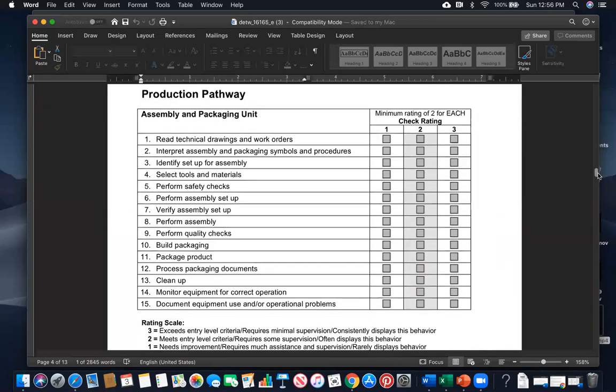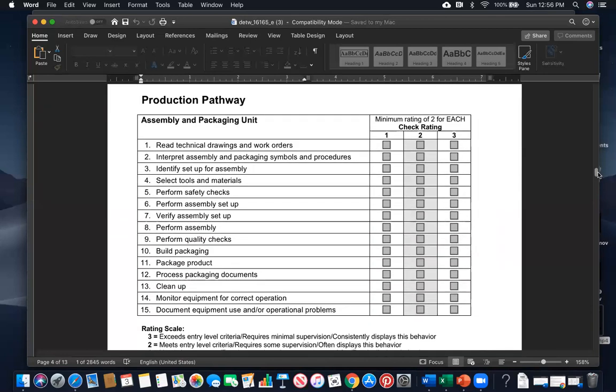And then every different pathway unit has its own checklist of skills that a student has to accomplish while they are employed with you for that 450 hours. There is an accompanying explanation document that goes with every single one of these skills. So you will get all of that in the packet that you receive from me when a student signs up for youth apprenticeship with your company.